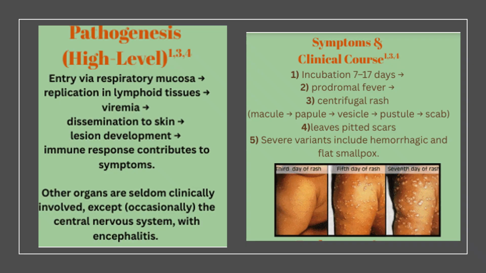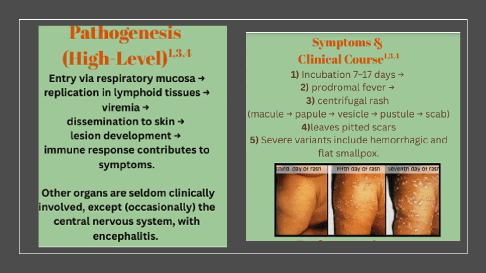Pathogenesis is high level. Entry, as we discussed earlier, is via respiratory mucosa. The variola virus replicates in the lymphoid tissues. Then it spreads via viremia to the blood, dissemination to the skin through the blood, and then lesions develop. The immune response contributes to the symptoms, the high fever and the extreme pain, and no doubt the inflammation response. Other organs are seldom clinically involved, except occasionally the central nervous system with encephalitis.